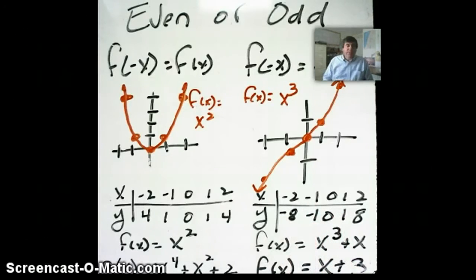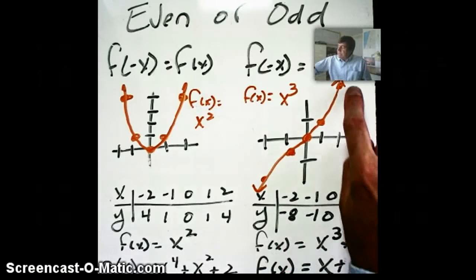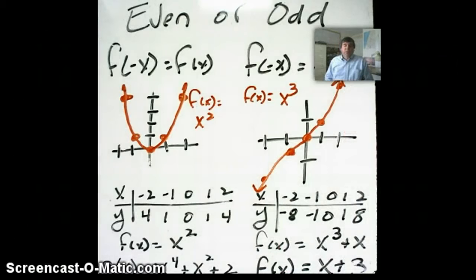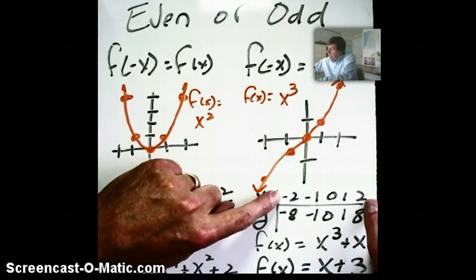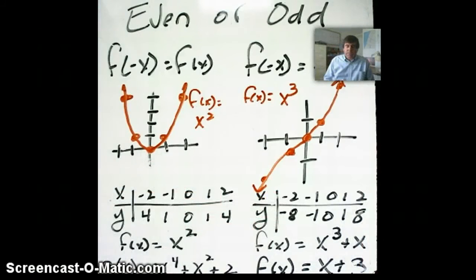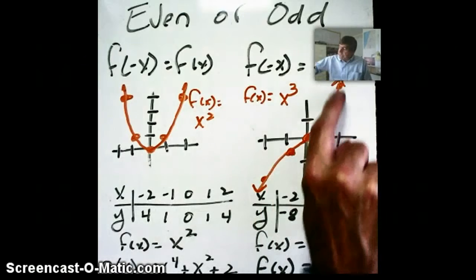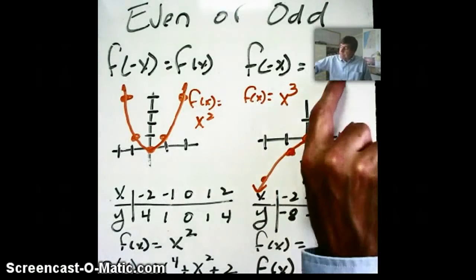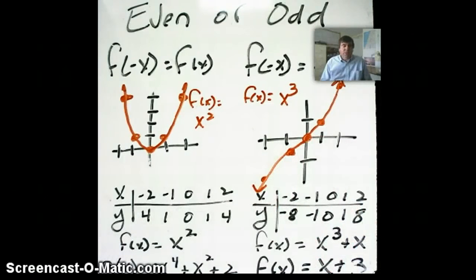Let's try that again. F of 2 is what? 8. So f of 2 is 8. So what's f of negative 2? It's negative f of 2. Or if you don't like that, if the opposite domain values are located, then the y values would be opposite. Notice how the curve looks. Kind of looks like a propeller, part of a propeller, okay? That is the notion of an odd function.